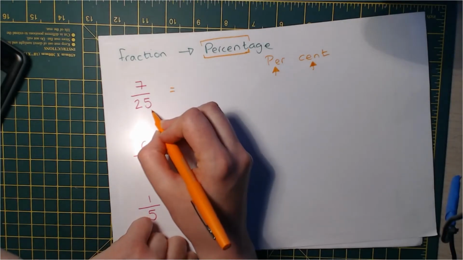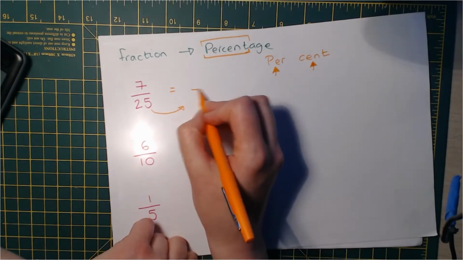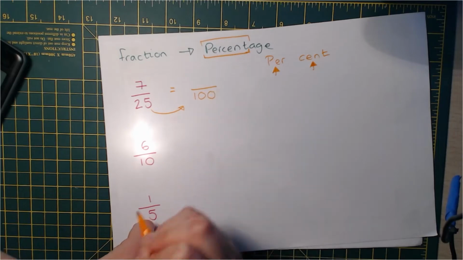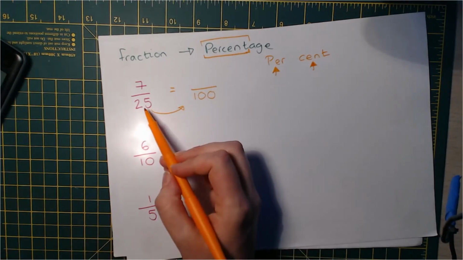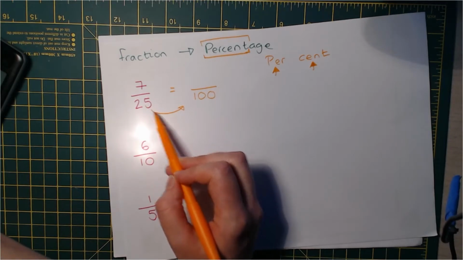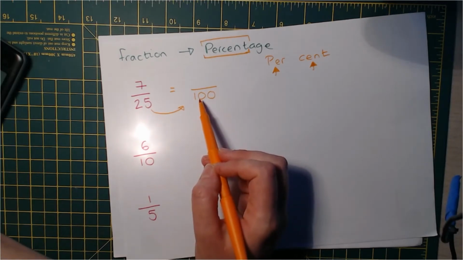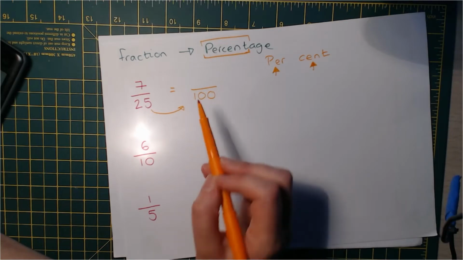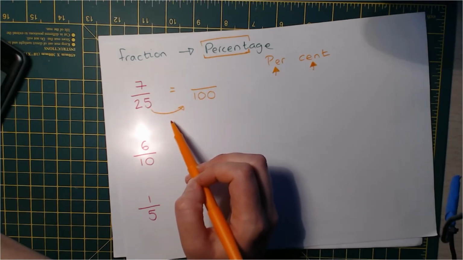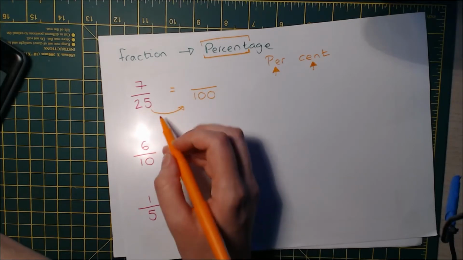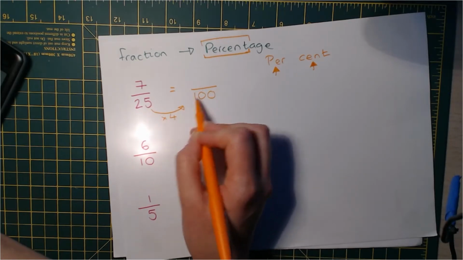We want to convert this into something over 100. That's what our aim is. Because once we've done that, we've pretty much cracked it. So I need to think, what do I multiply 25 by to get 100? Now, if I can't think of it, I could always do 100 divided by 25, and that'll tell me what it was. But I can see it's 25 multiplied by 4 gives me 100.